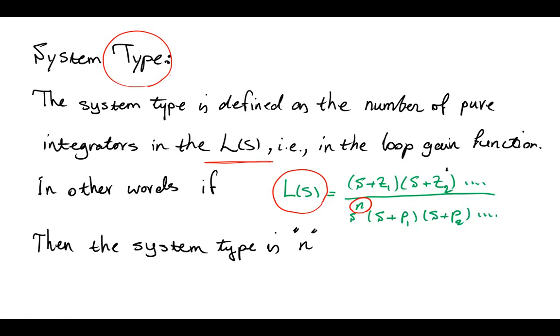So see, this is not a pure s. This leads to a zero at minus z2. Or this guy leads to a pole at minus p1. But this guy leads to a pole at 0, at origin. These are called pure integrators, as we discussed in the first part of this lecture. So the number of repeated poles at the origin is the system type.